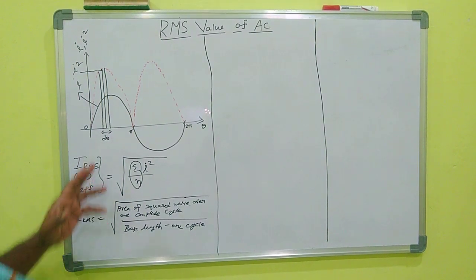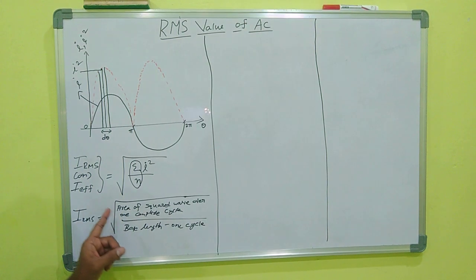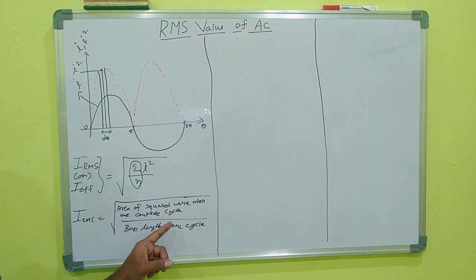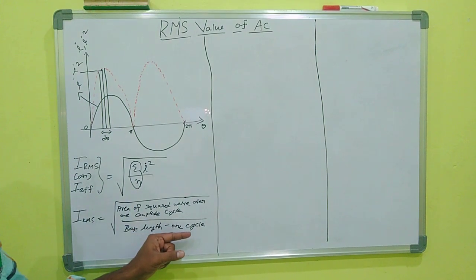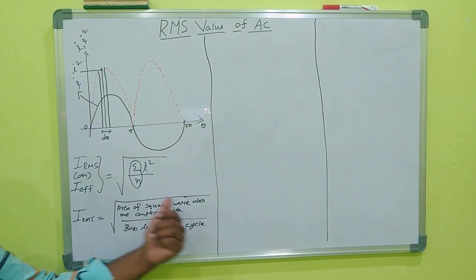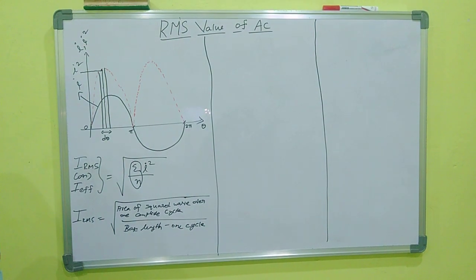There is only one way. We find the area of the square wave over one complete cycle, and then we divide this value by the base length of one cycle. Then we take the square root, and that gives the IRMS. That is the only way.